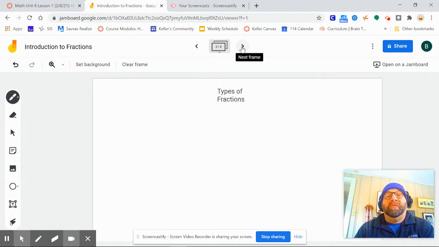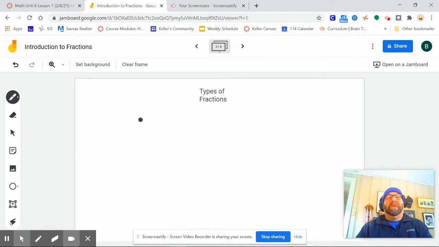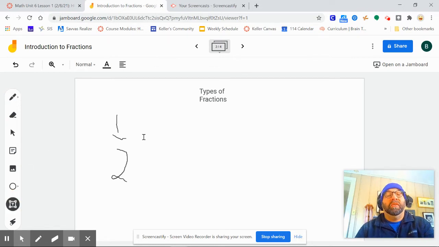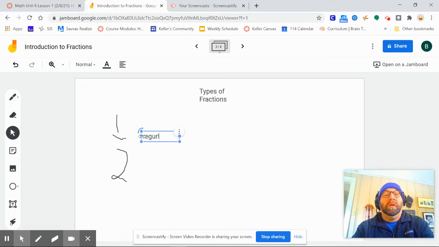As we progress further, there are different types of fractions that we're going to run into. You've got just your regular fraction, right? So this is your 1/2, and we're just going to call this your regular fraction, okay? And you're going to run into other types of fractions, okay?